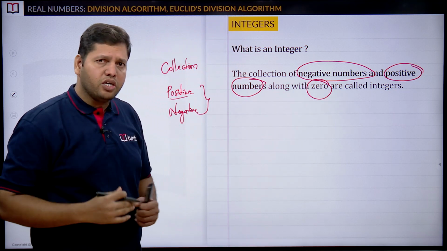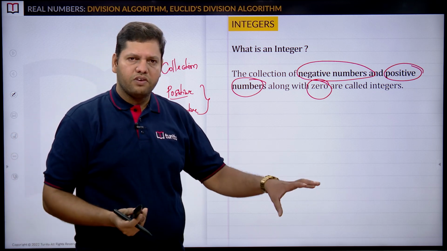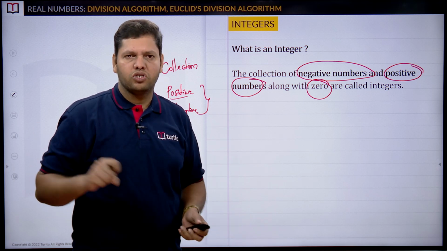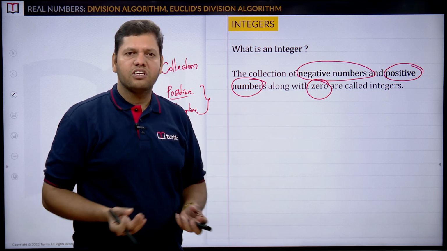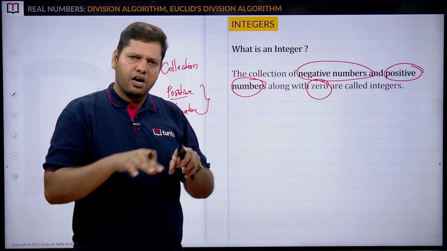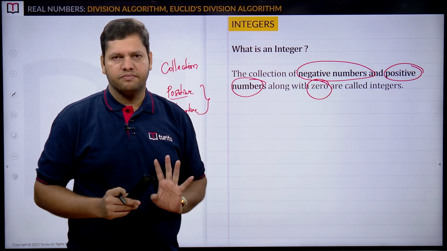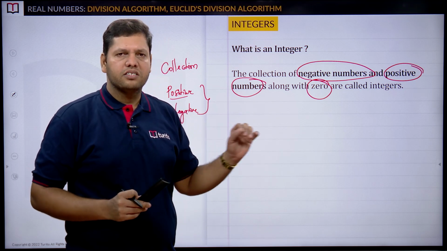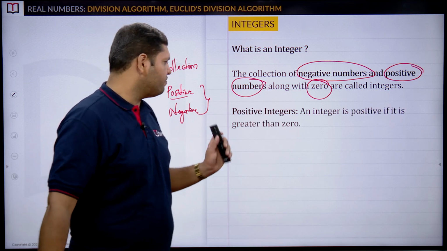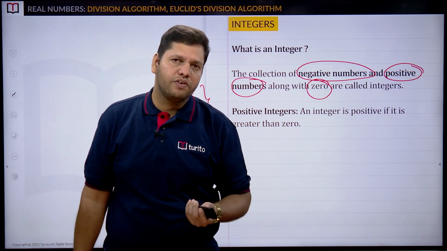That complete collection, we can say, children, integers. You have the list of negative integers. You have the list of positive integers, and along with one more number, that is 0. So this complete group, this complete collection, we can say, children, integers. Okay. So that is a definition of integer. Fine. Positive integers means what, children? How can we define the positive integers?